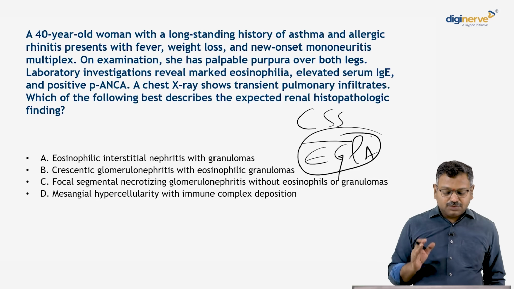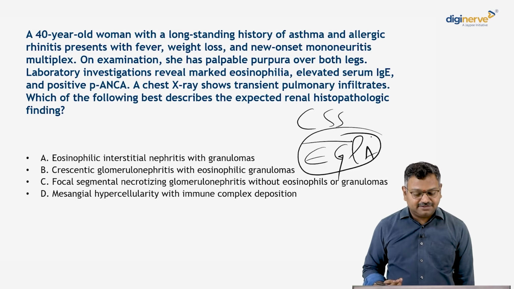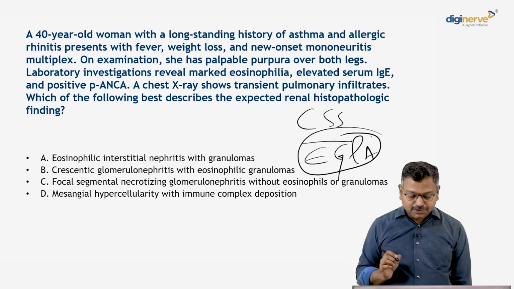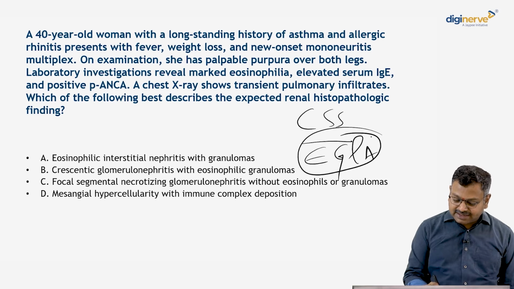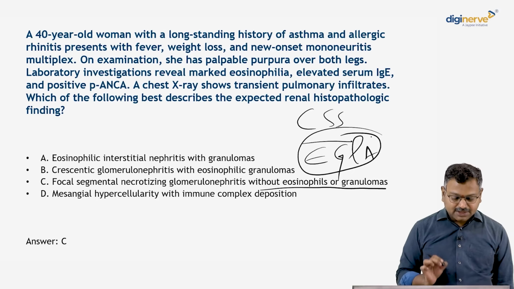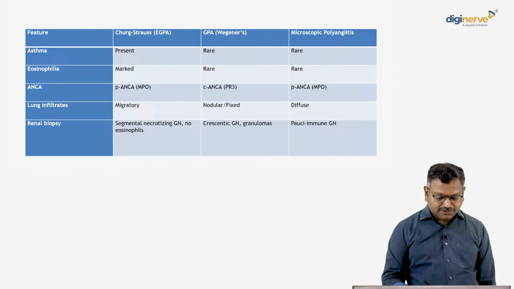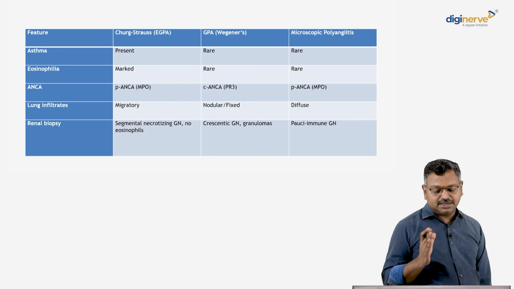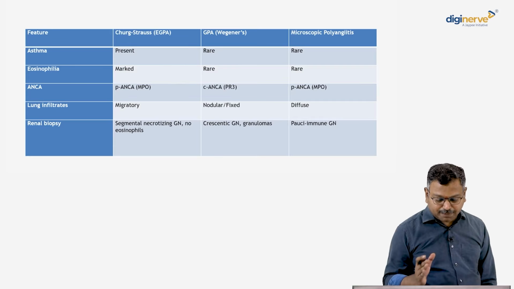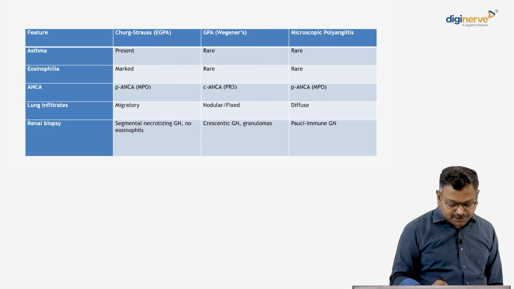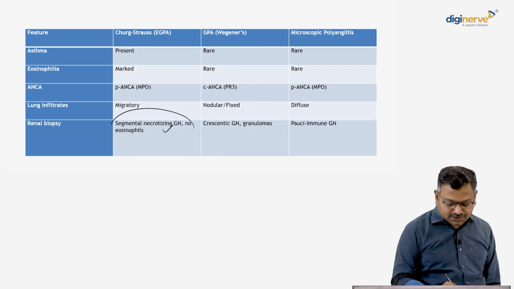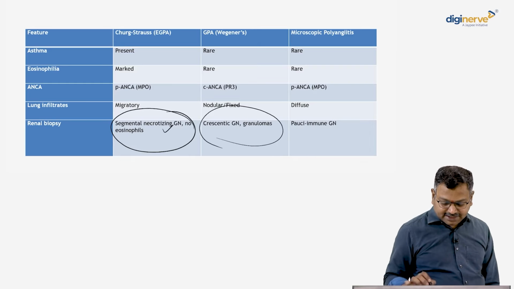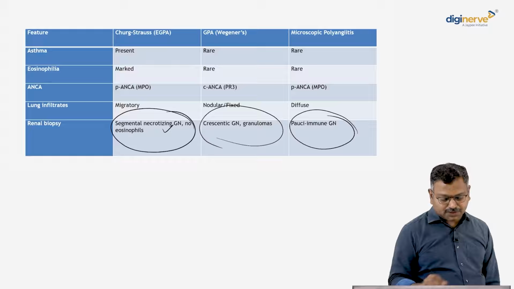Very, very important. Though this produces eosinophilia everywhere, the kidney lesion is without eosinophils. So it produces focal segmental glomerulonephritis without eosinophils or granulomas. That is what you have to remember. So if you look at the various vasculitis, be it Churg-Strauss, Wegener's, or microscopic, remember Churg-Strauss produces segmental necrotizing, no eosinophils, whereas granulomatous, that is Wegener's, produces crescentic with granulomas and microscopic produces pauci-immune that you see there.